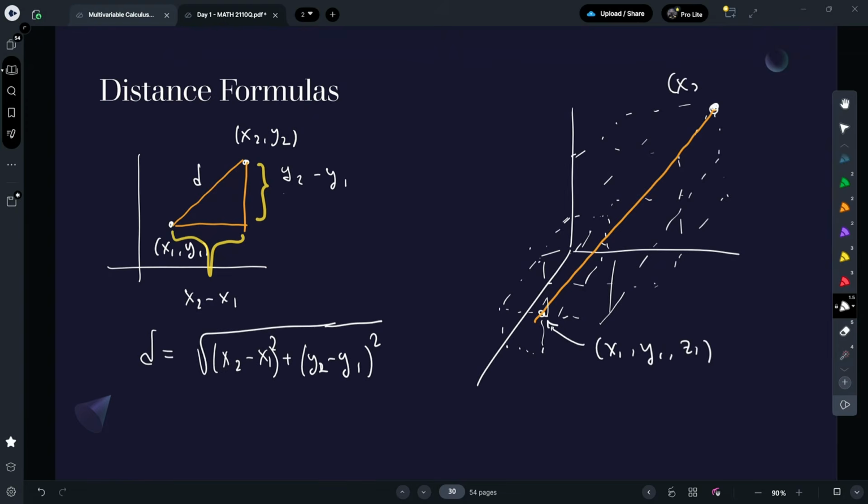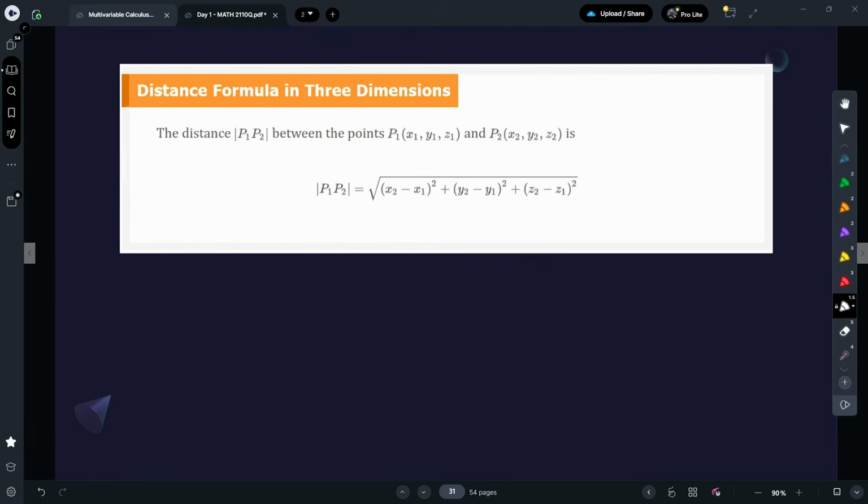If this is x2, y2, z2, and x1, y1, z1, it turns out that the distance is also the square root of the square of the difference of the coordinates. And you can prove that using Pythagoras theorem fairly easily. So the formula is, as I said, just a generalization of the formula in 2 dimensions. And we can use that.